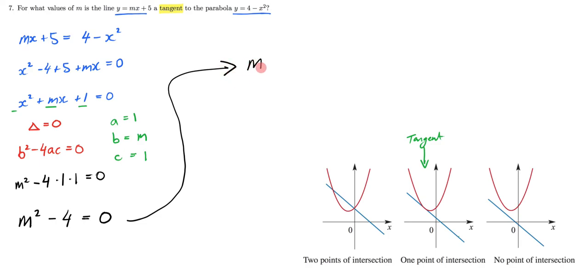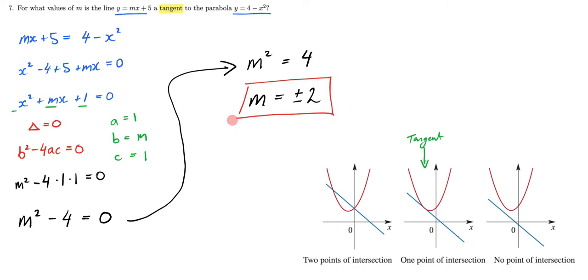I'm going to plus 4 to both sides and then square root both sides. So I'm going to get plus or minus 2. And this would be my answer. My m value could be plus or minus 2.